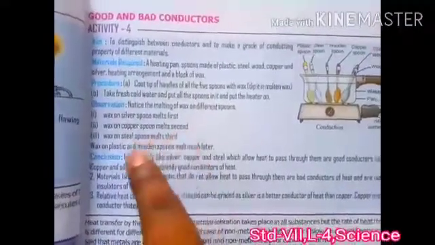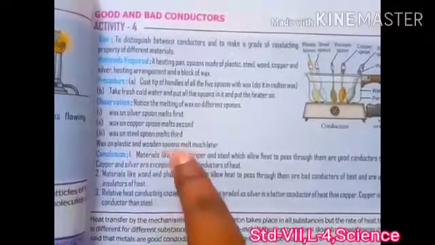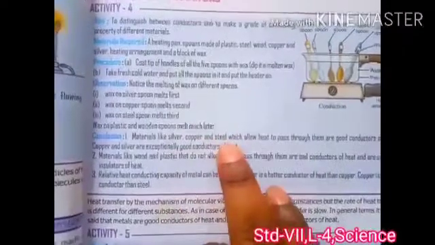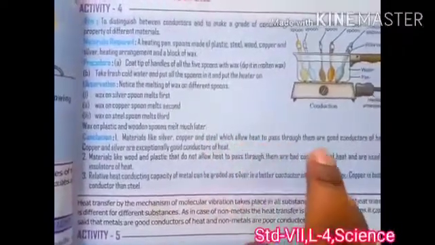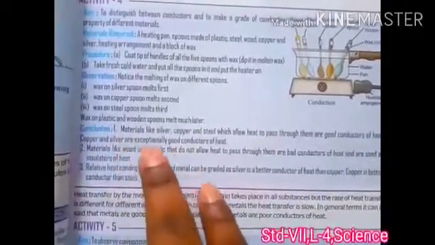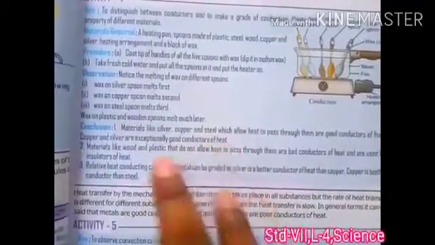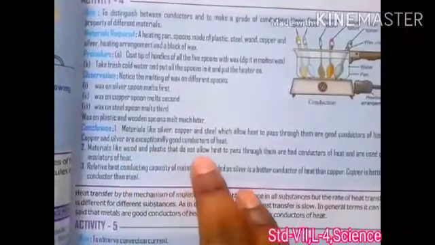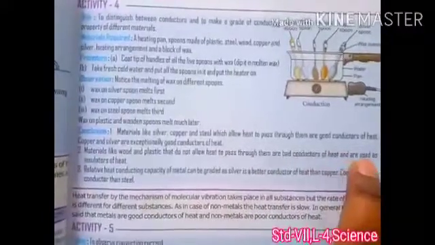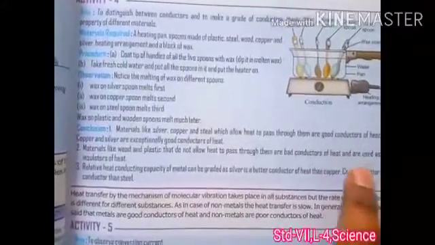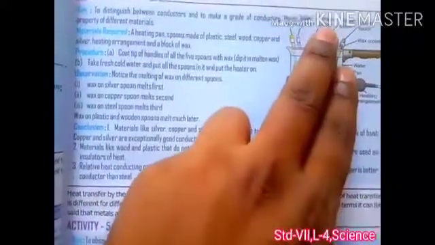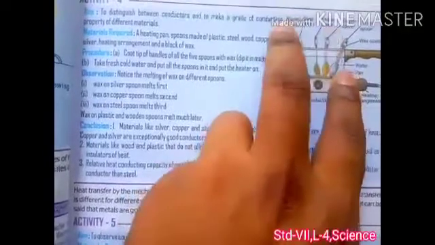So what does it mean? Wax on the plastic and wood spoons melts much later. So materials like silver, copper and steel, which allow heat to pass through them, are good conductors, right? And copper and silver are exceptionally good conductors of heat. Materials like wood and plastic that do not allow heat to pass through them are bad conductors, and are used as insulators of heat. As we know, wood and plastic are insulators, right?